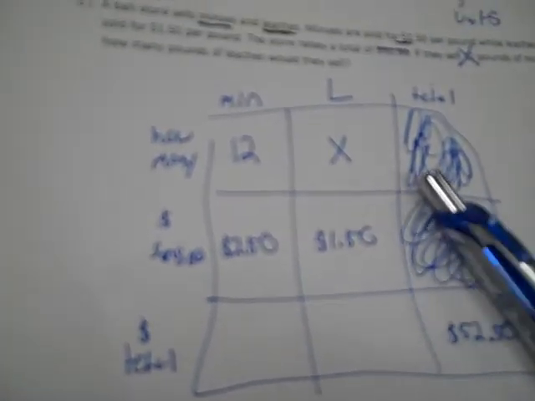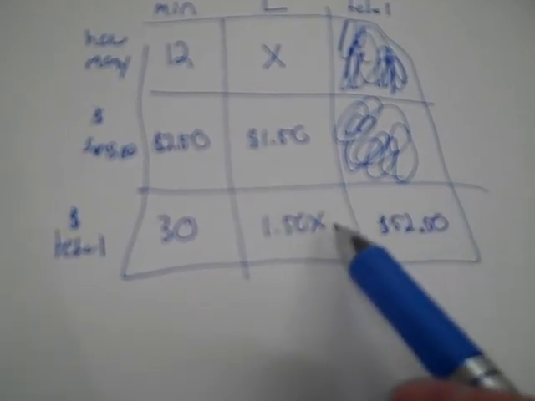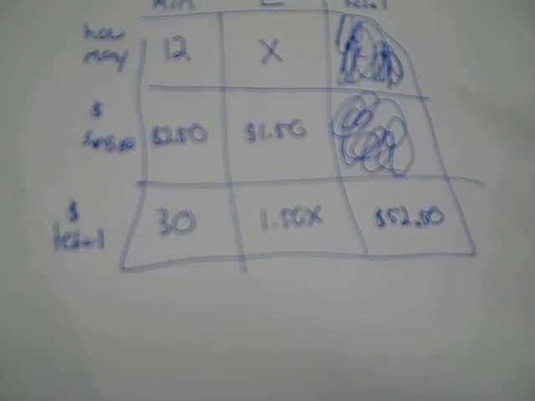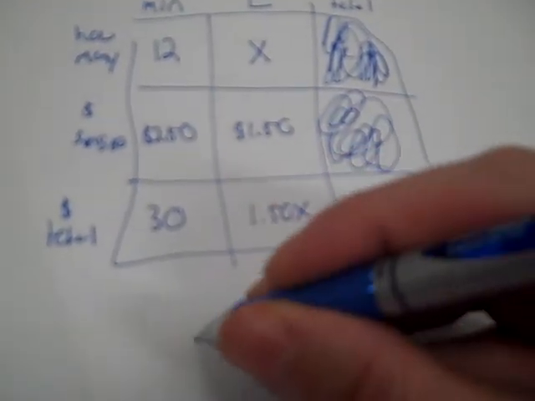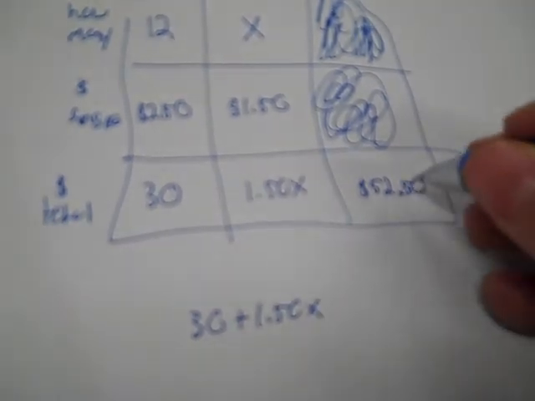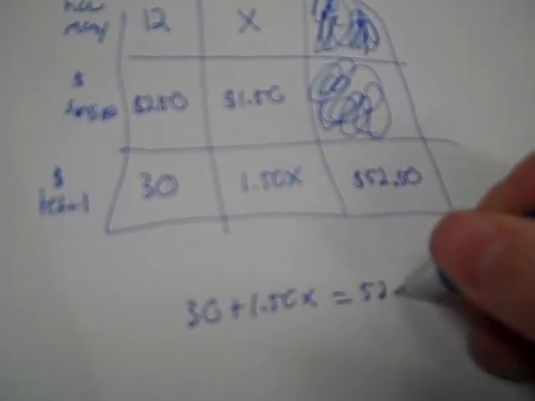Okay, so I'm actually going to times 12 by 2.50. 30. And then that would be 1.50x. Now you have a nice easy equation here. This is the only x you have. You can easily solve for it. There's no y in the table. So 30 plus 1.50x equals 52.50.